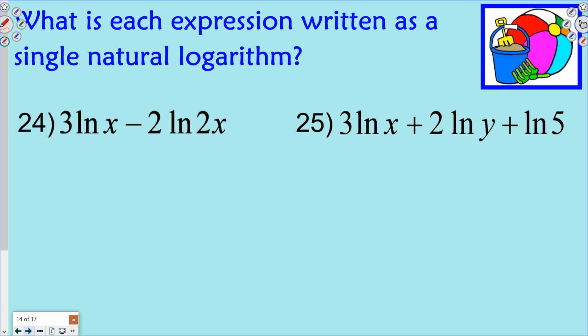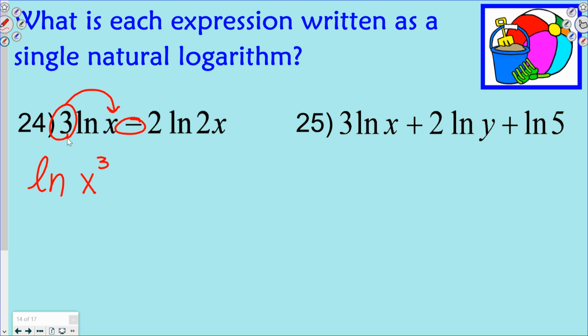Still the same directions, writing as a single natural log. Now I threw some x's at you. All right, so the very first one there, what happens to the number in front? It's an exponent. So it's an exponent to what? Just the x. So that's going to be x cubed.